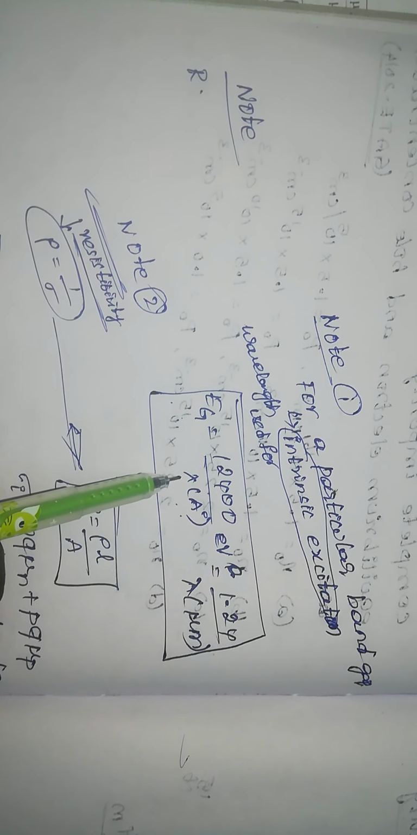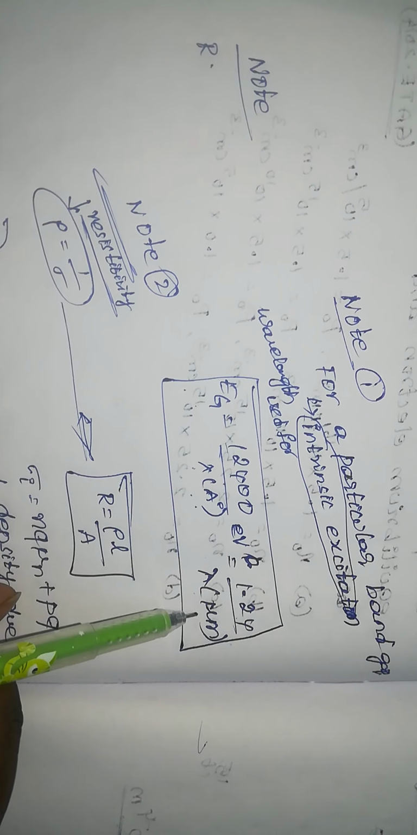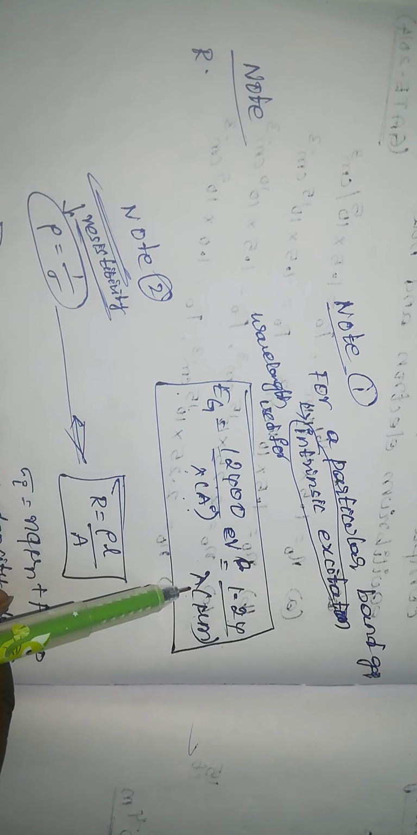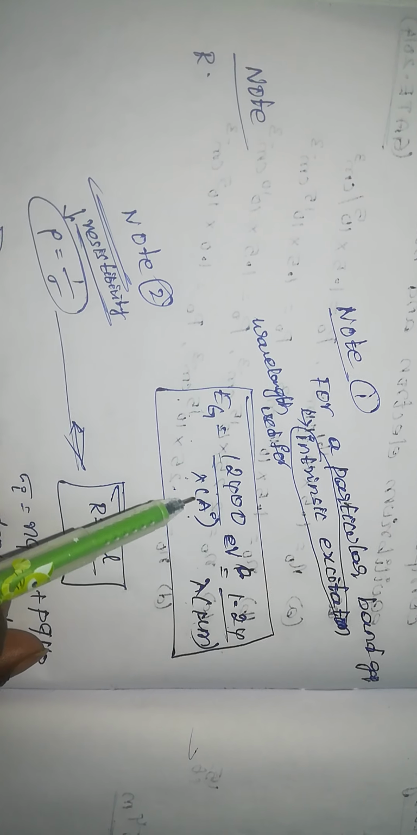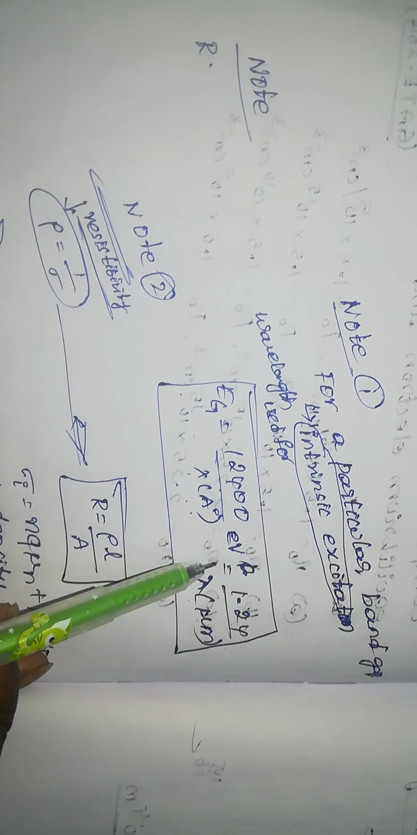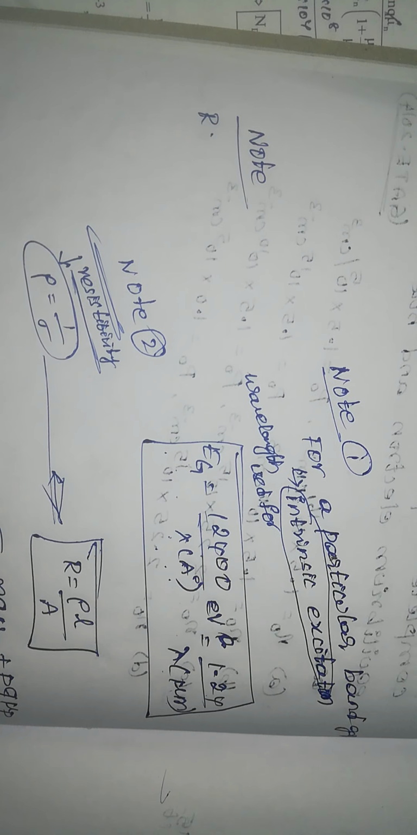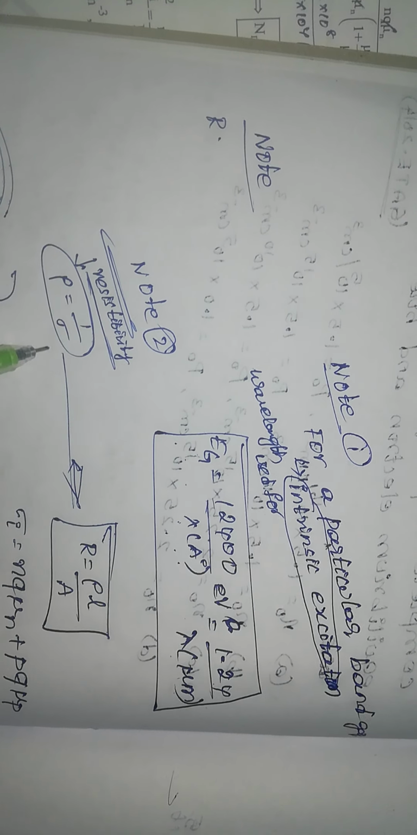So 12,400 by lambda. If it is in terms of micrometers, it is 1.24 by lambda in micrometers if the wavelength is lambda. So if an intrinsic excitation occurs, the relation between energy gap and wavelength is Eg equal to 12,400 by lambda in terms of electron volts, or if the wavelength is given in micrometers, then it is equal to 1.24 by lambda in micrometers. And we know the basic formula.